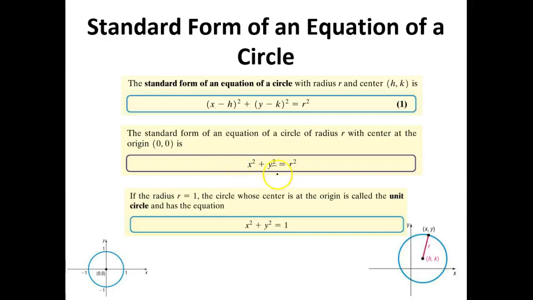When you see this right here, this means that the center of the circle is at 0, 0. And then when the radius is equal to 1 and the center is at the origin, we have the unit circle. So every point is exactly 1 unit away from 0, 0. So we have x squared plus y squared is equal to 1.